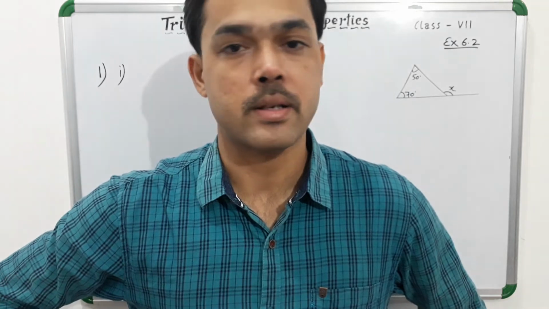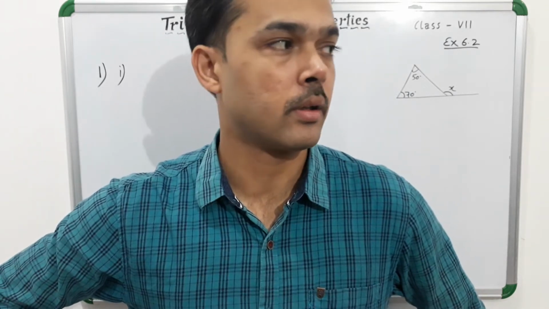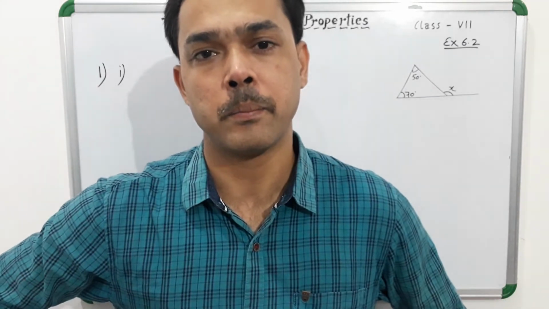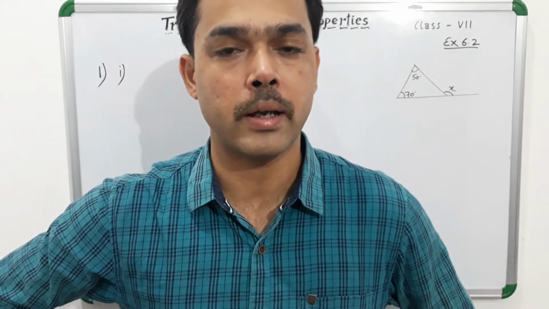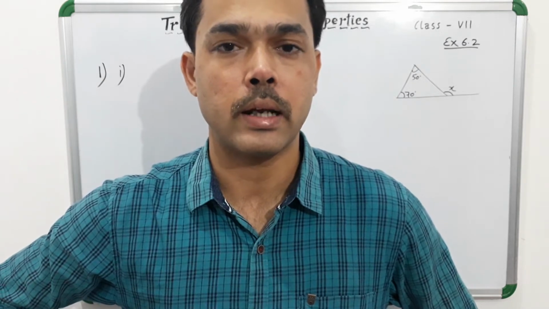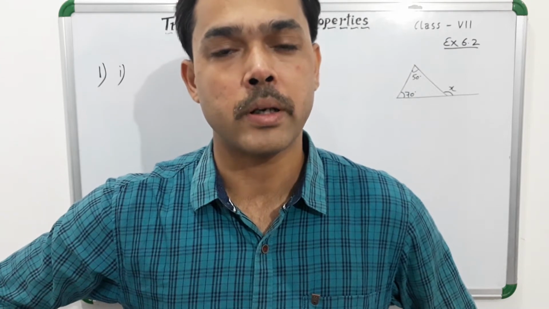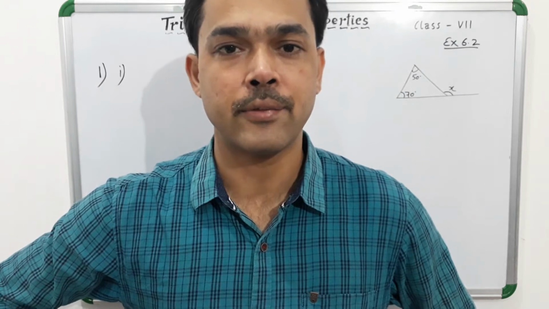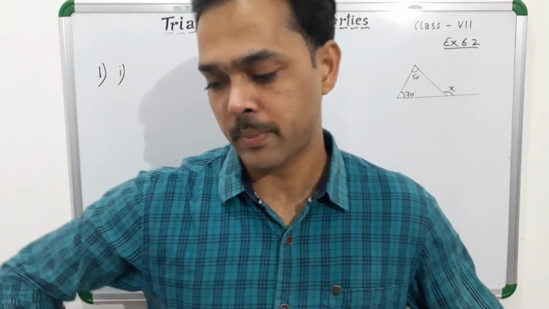Let us begin with exercise 6.2 of the chapter Triangle and its properties. But before we begin, let us start this exercise with a motivational thought by APJ Abdul Kalam. He said that difficulties don't come to your life to destroy you, but to bring out your hidden potential and talent. Let difficulty also know how difficult you are. So let us begin with this.